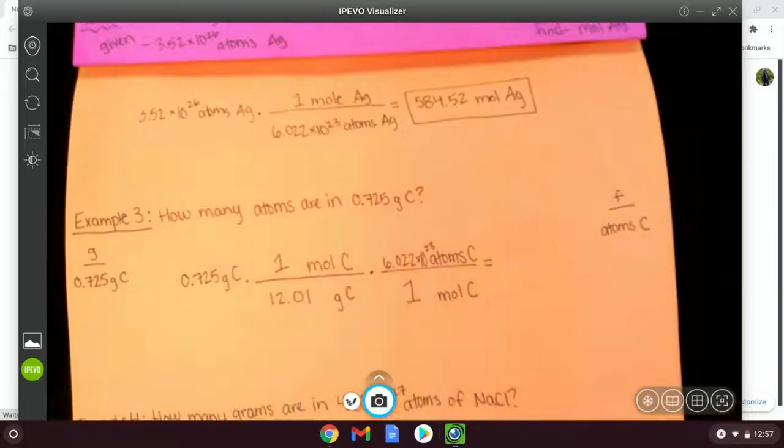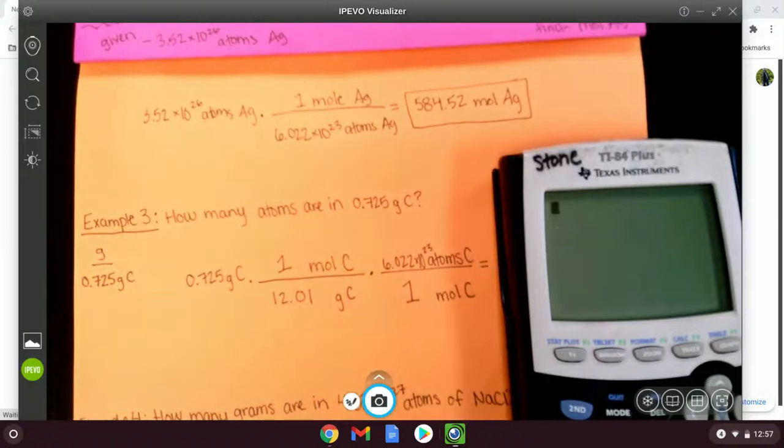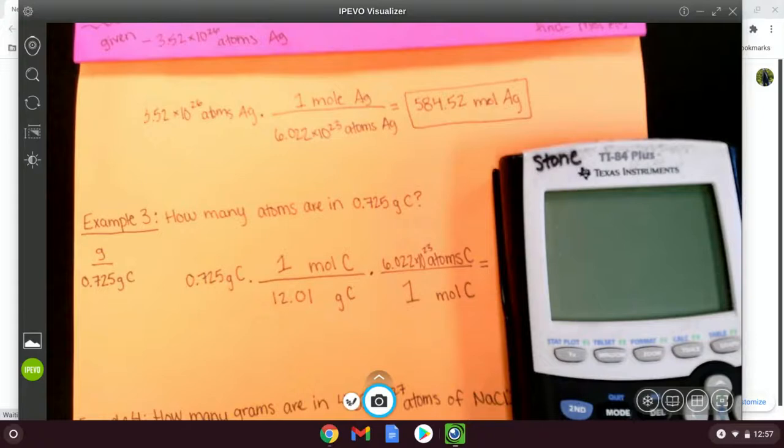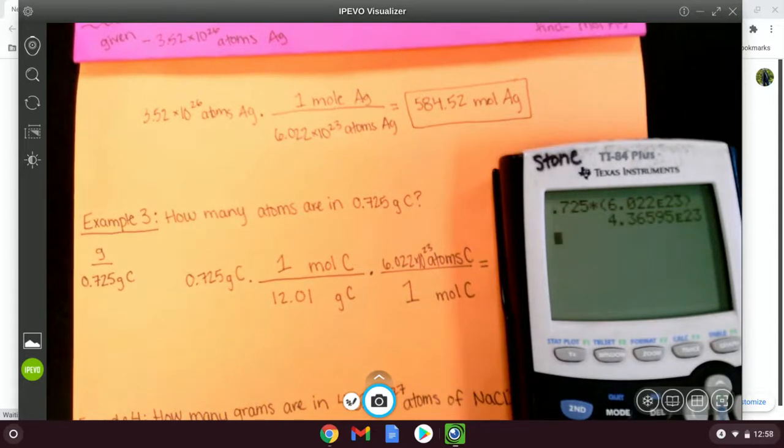So here we go. Let's see. How we'll do this, everything on the top gets multiplied, everything on the bottom gets multiplied, then we divide. So we have 0.725 times parenthesis 6.022 second E 23, close parenthesis. And you get that number. Now 12.01 times 1 is itself. So I'm going to take this number, divide it by 12.